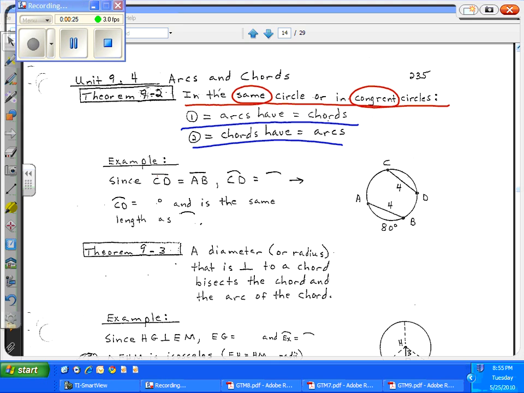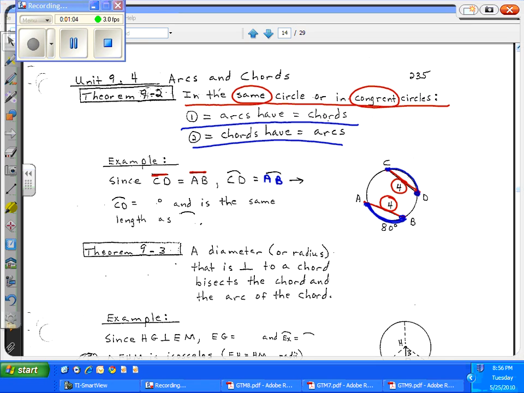Since chord CD is equal to chord AB, they're both 4, then the arc of chord CD, which would be arc CD, would be equal to the arc of chord AB. The arc of chord CD, arc CD, is equal to the arc of chord AB, arc AB.